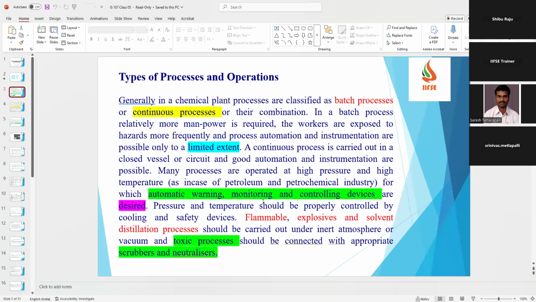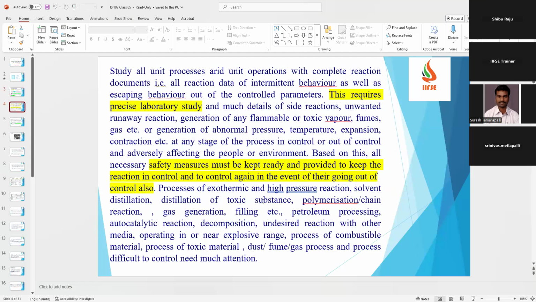Then toxic processes should be connected with the appropriate scrubbers and neutralizers. So when I say scrubbers, whatever toxic fumes or vapors are generated, they are connected to the scrubber, so that it can dilute the excess fumes or vapors which are generated. Then study all unit processes, right? Unit operations with the complete reaction document. That is all the reaction data of intermediate behavior, as well as the escaping behavior out of the controlled parameters.